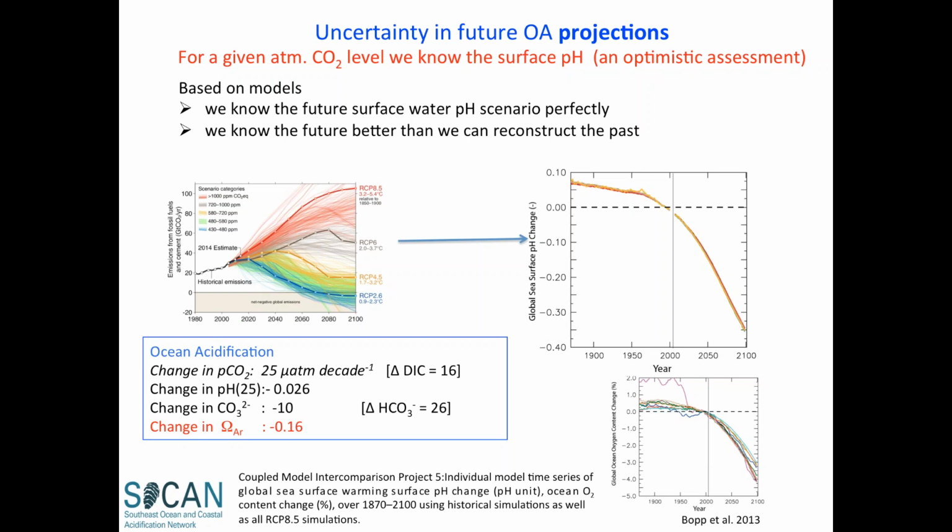Also, on the top we show pH. I didn't believe that we can know it that well with models, and so on the bottom I show oxygen, and it shows that models have a bit more difficulty predicting oxygen, or there are differences between the different models for oxygen.